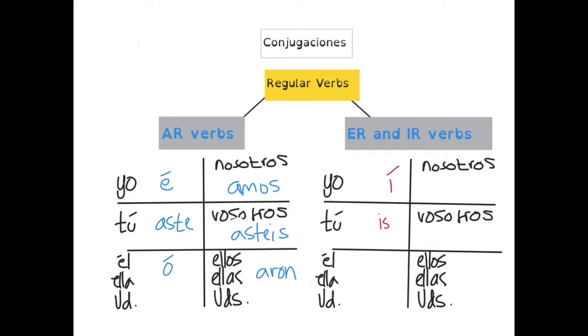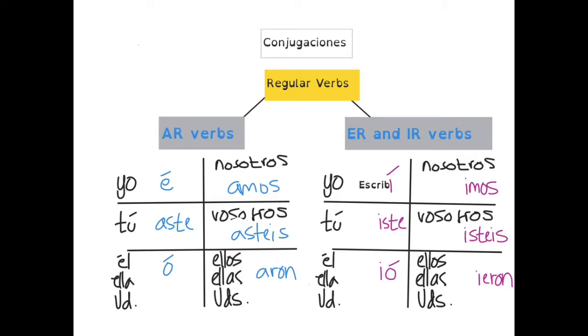Now for ER and IR, they have the same. Í, iste, ió, imos, isteis, ieron. Yo, watch the accent there. Now these are handy because they have two types of infinitives that they work for. Bebí, bebiste, bebió, bebimos, bebisteis, and bebieron. For an ER verb, from beber, to drink.